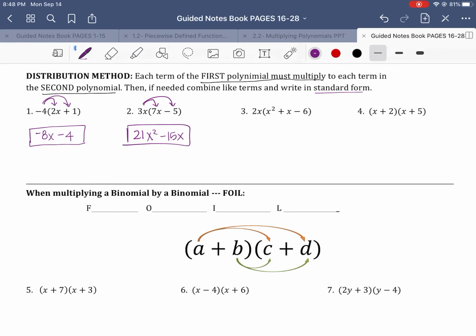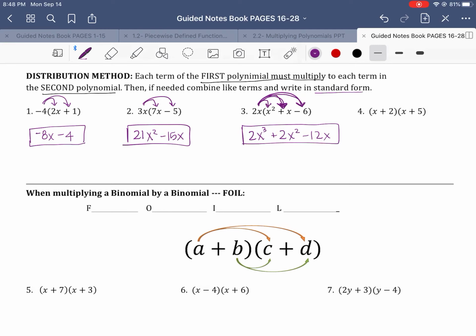As we continue to do this, no matter how big this polynomial becomes, we just continue to distribute. So we take this monomial and we multiply it by each of the 3 terms. Now there are 3. So 2x times x squared would just be 2x to the third, or x cubed. 2x times x is going to be 2x squared. Then 2x times negative 6 is negative 12x.